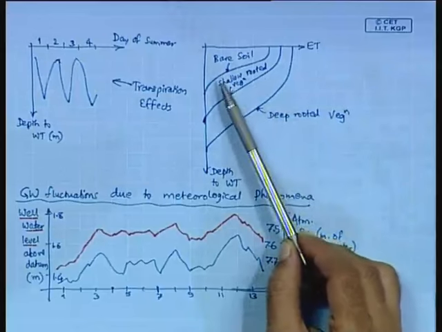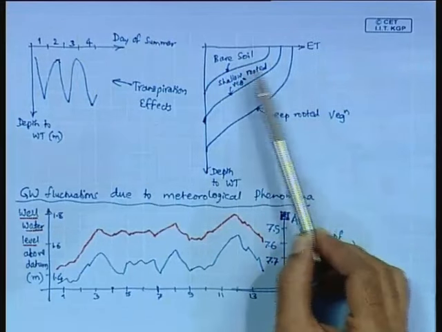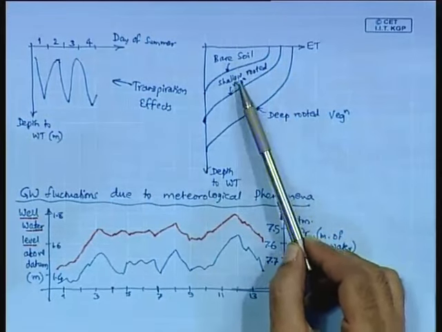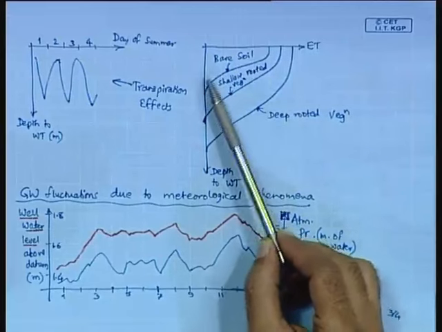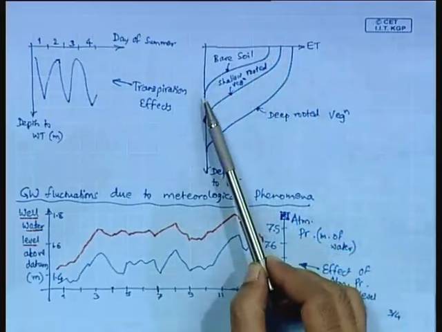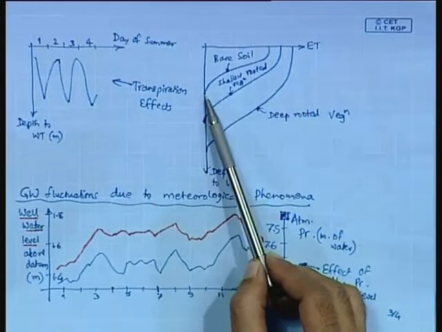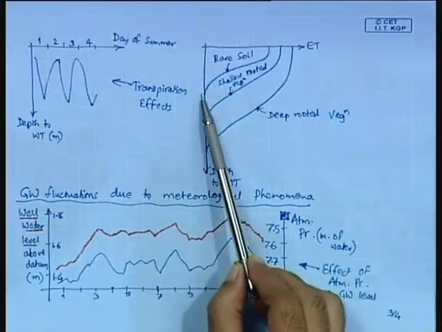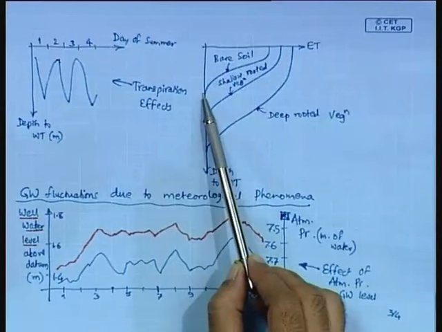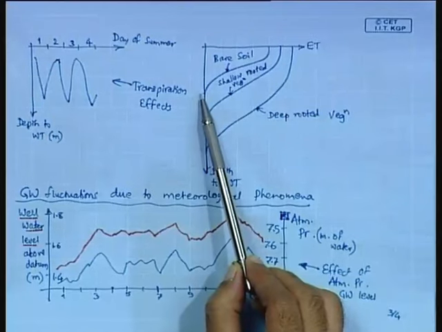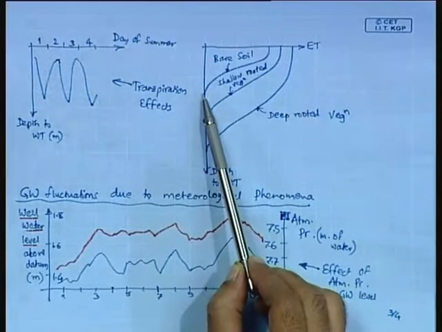So, here in case of a bare soil, the plot of depth to water table versus evapotranspiration follows this curve. At this depth there is zero evapotranspiration. This could be say a few meters, maybe 2 to 5 meters or so, depending upon the type of soil and the presence of the impervious strata below.